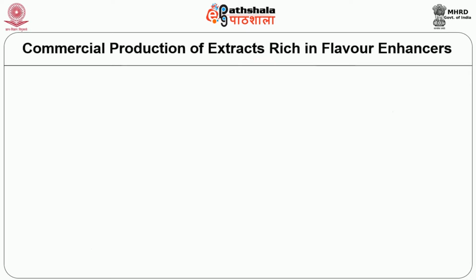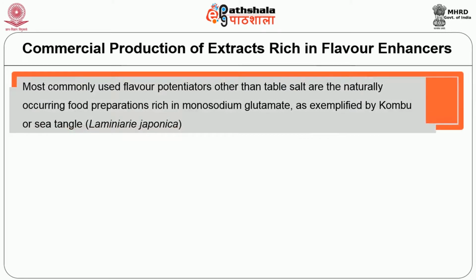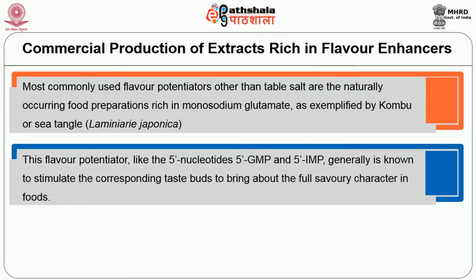Now let us see commercial production of extracts rich in flavor enhancers. Traditionally, the most commonly used flavor potentiators other than table salt are the naturally occurring food preparations rich in monosodium glutamate, as exemplified by kombu or sea tangle, that is Laminaria japonica, used by Oriental cultures for centuries. And this flavor potentiator, like the 5' nucleotides GMP and IMP, is generally known to stimulate the corresponding taste buds to bring about the full savory character in foods.